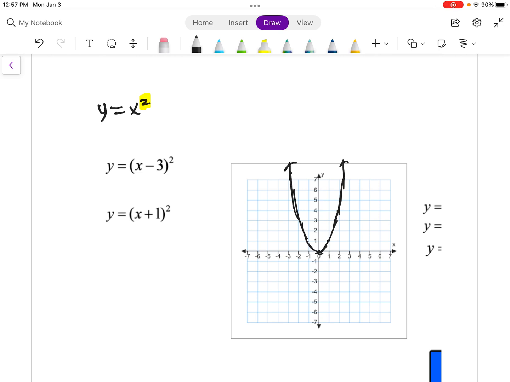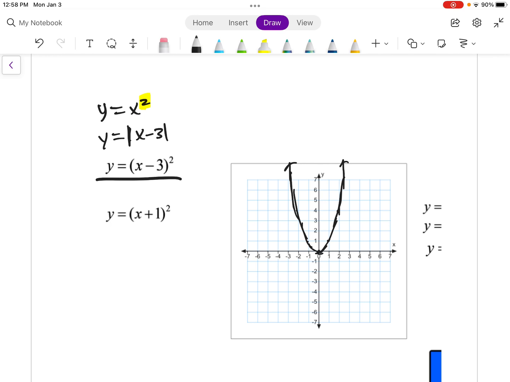Okay, that's the y equals x squared right there. So the question is, what happens when I do y equals (x minus 3) squared? Well, remember what we talked about with the absolute values. If I have this, if I minus the 3 on the inside, we go the opposite direction and it moves it horizontally, so that's going to move it to the right 3.